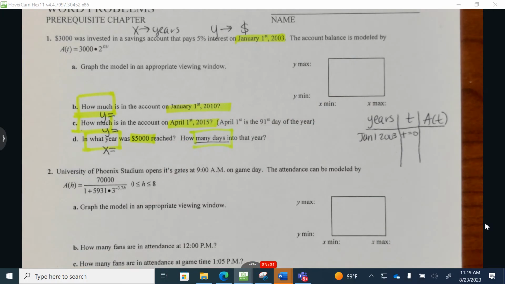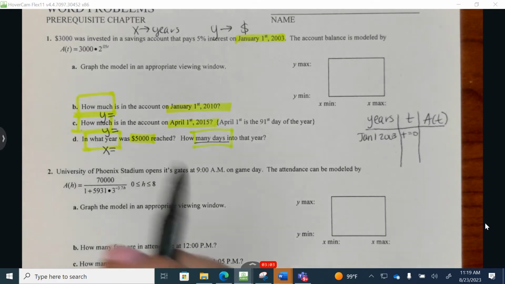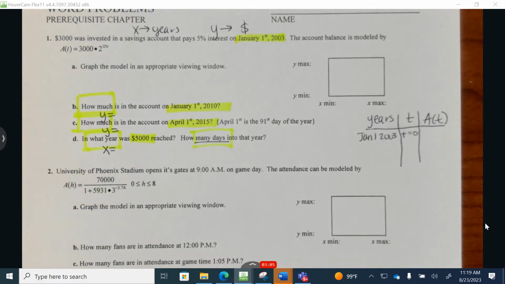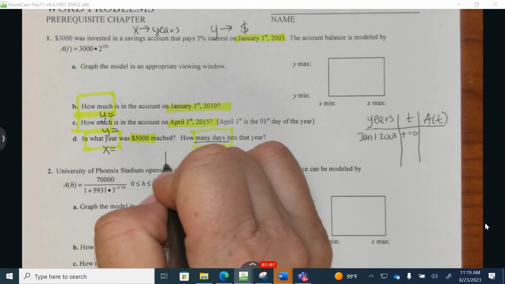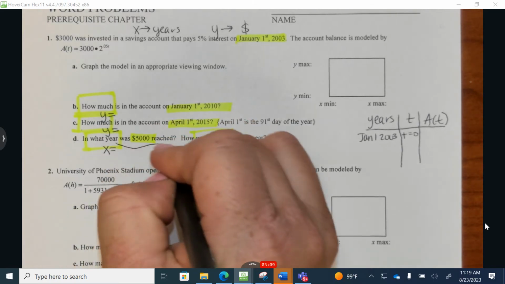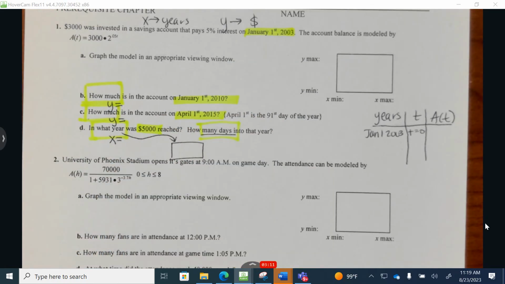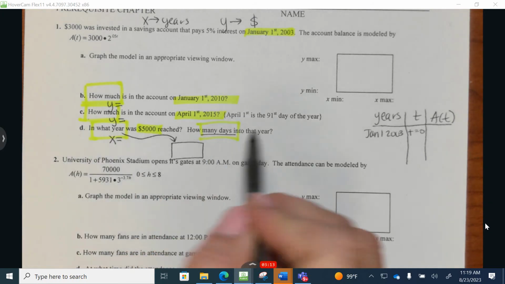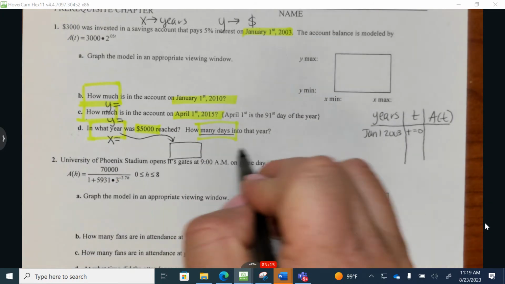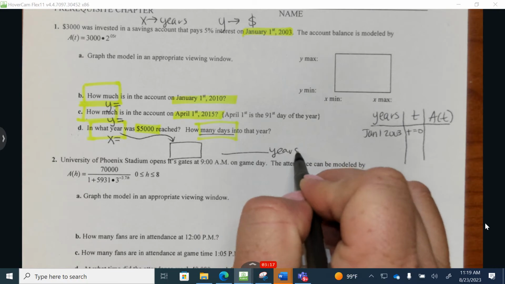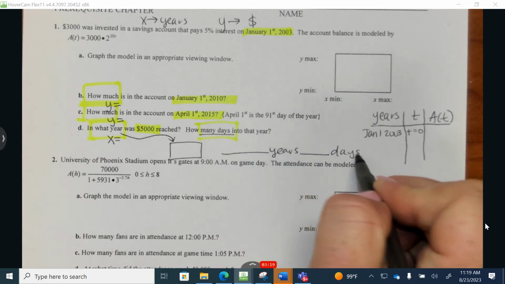So for this problem, this is kind of unique. So for part D, we are going to have 3 different answers. The first will be in what year. This is going to be a year. The second part, the second question in part D will be years and days.